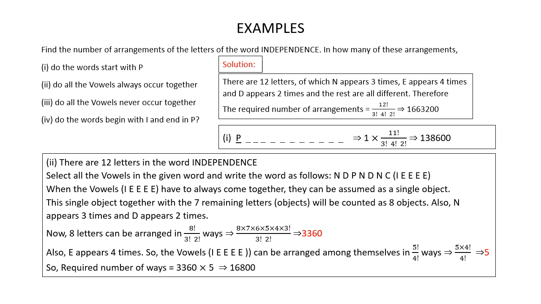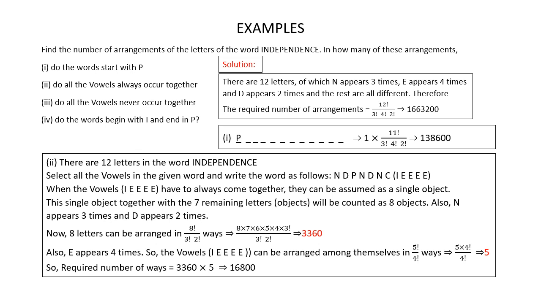Now you have selected all the vowels in the word independence and grouped them into a single group. Now all these five vowels need not be arranged in this same order. They can be arranged among themselves in different ways.